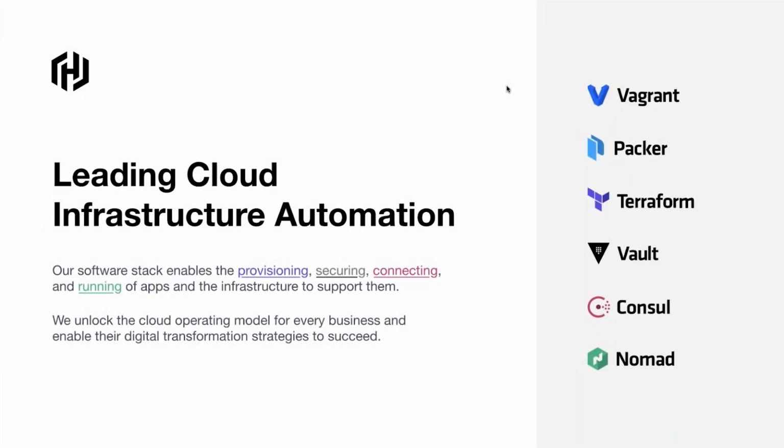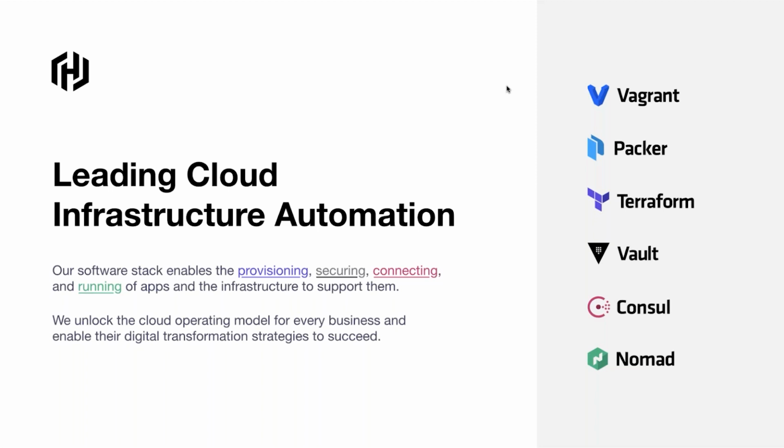So when we think about cloud infrastructure automation, we think about the different domains that need to be addressed. How do you provision, secure, connect, and run your applications and their supporting infrastructure? Interestingly, many organizations have heard of our brands like Terraform, Vault, Consul, Packer, and so on, before they're aware that HashiCorp, the company, actually sits behind all of them. Being open source technology, many organizations are surprised to find out that teams within their company have already downloaded and are using some of our tools before we even start talking to them.